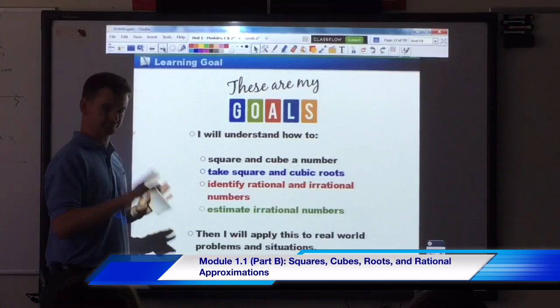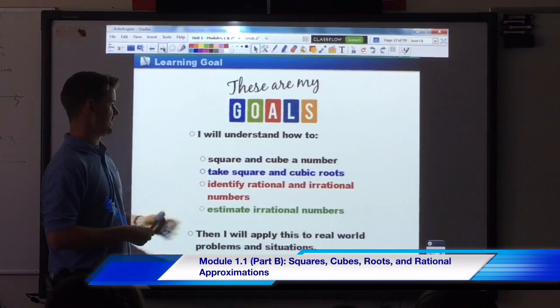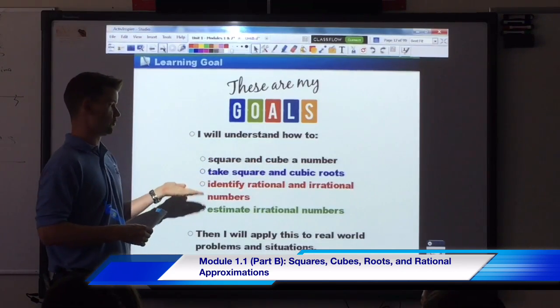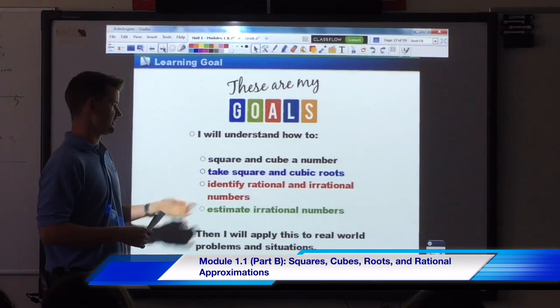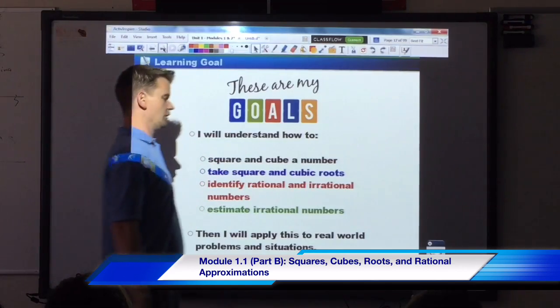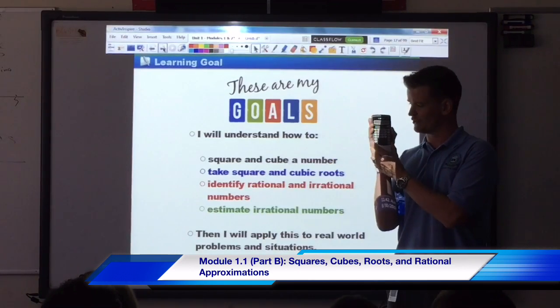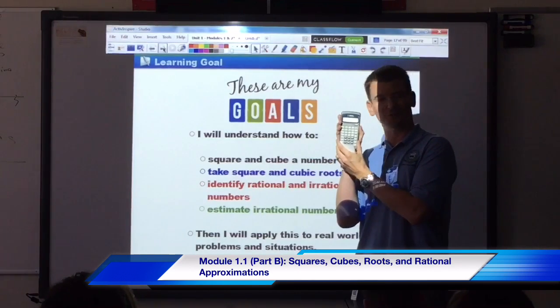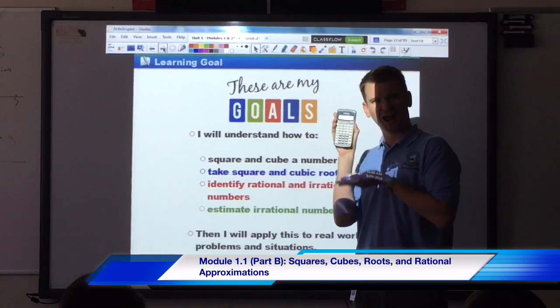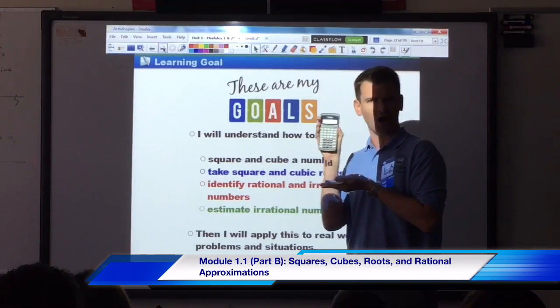Our goals today. All of you will understand how to square and cube a number. Then you will take square and cubic roots. You will identify rational and irrational numbers. You will also estimate irrational numbers. If you have your trusty TI-30XA calculator, brought to you by the wonderful people at Texas Instruments, please take it out now.